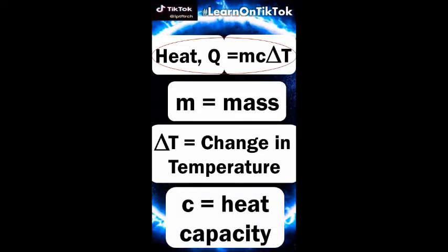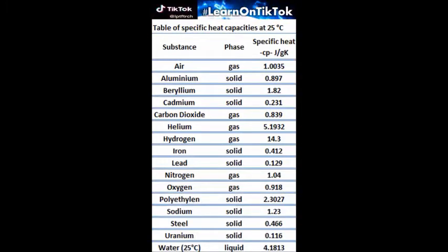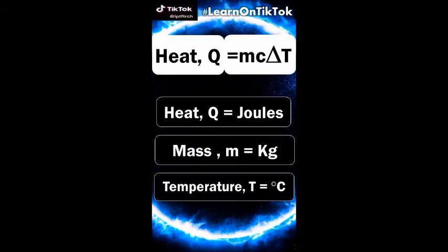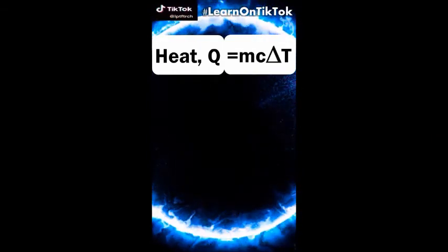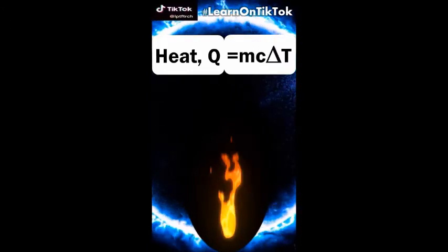This value was determined experimentally by previous studies and is given in tables. Take note that the SI unit for heat is joules, mass in kilograms, and temperature in degrees Celsius. This simple relationship between heat and the rest of the variables will help to calculate the amount of heat transferred to a given material.